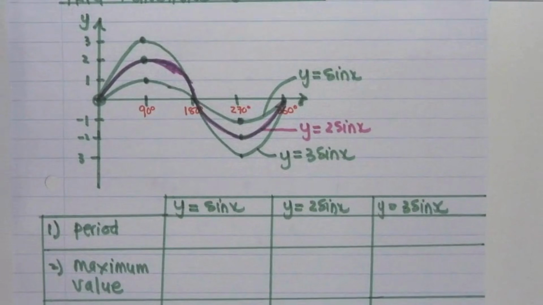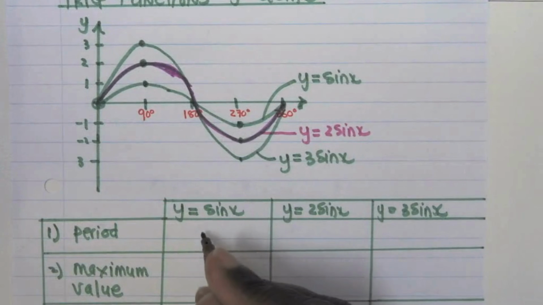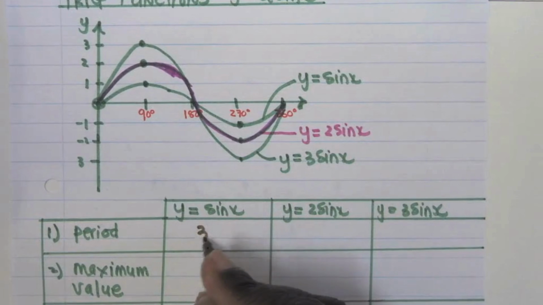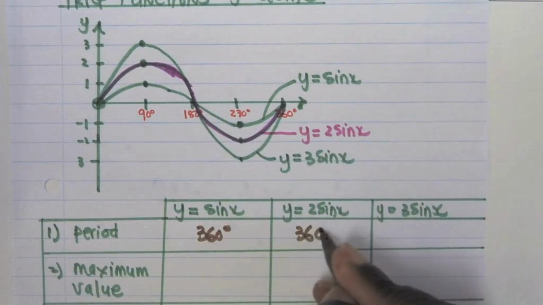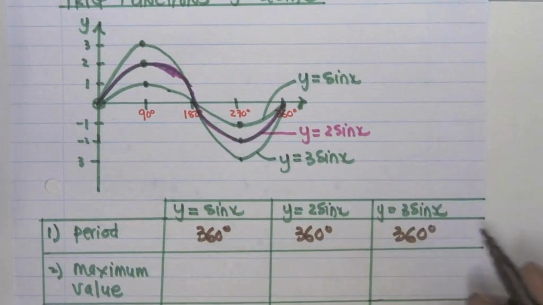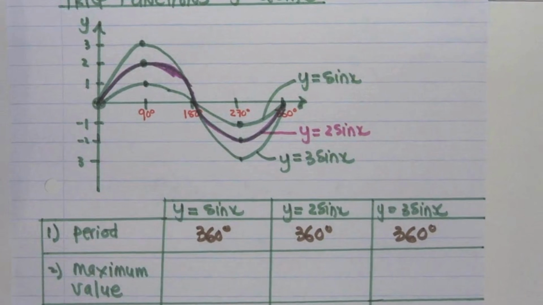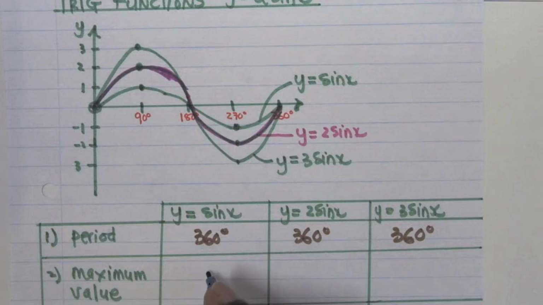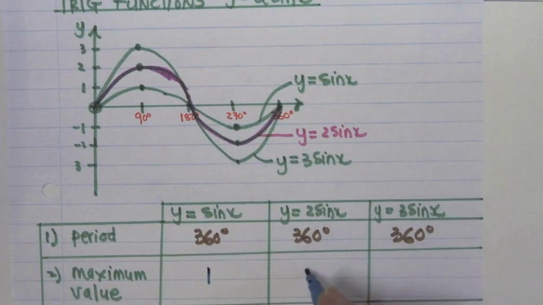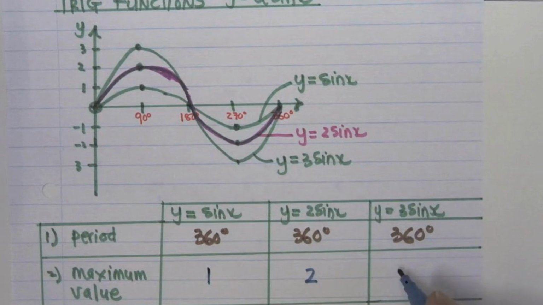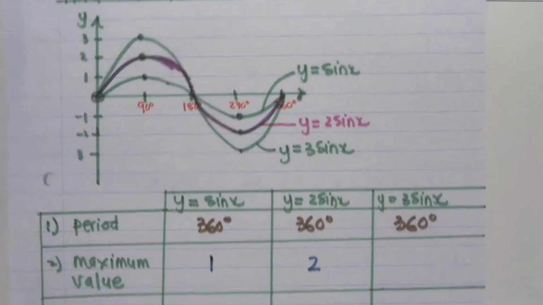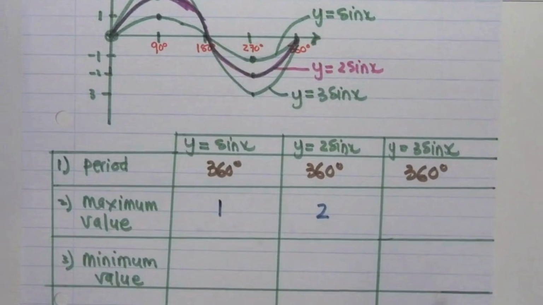Number 1, we need the period, and the period for each graph is 360 degrees. I want the maximum value for each graph. I can see that for the first one, it has got a maximum value of 1, and then the second one, it has got a maximum of 2, and then the graph of y is equal to 3 sine x has got a maximum of 3.